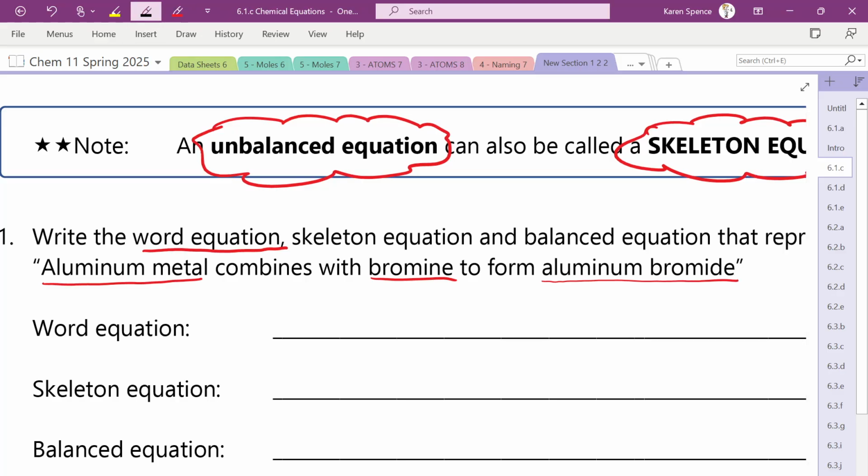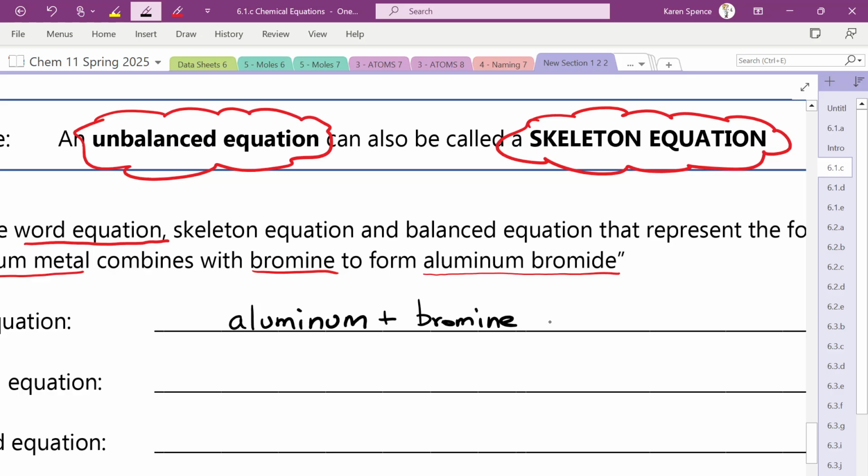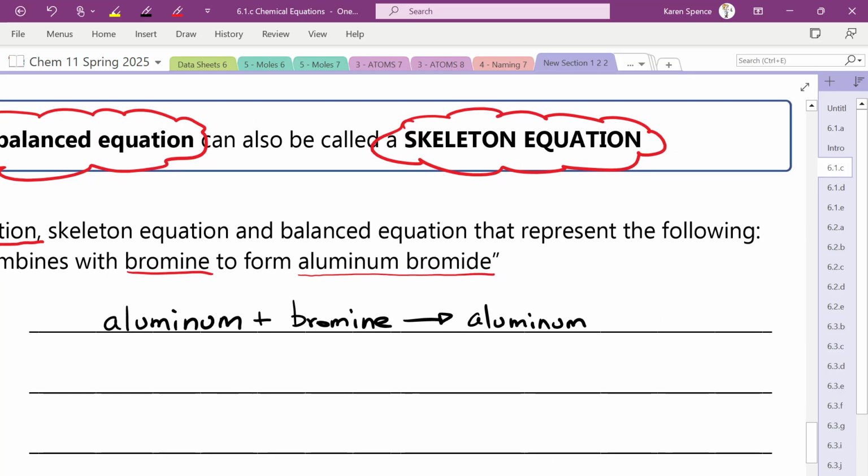Let's do the word equation first. Aluminum. How do I write reacts with or combines with? Plus. Bromine. To form, what do I write? I write an arrow. Aluminum bromide. Thank you very much. Okay.